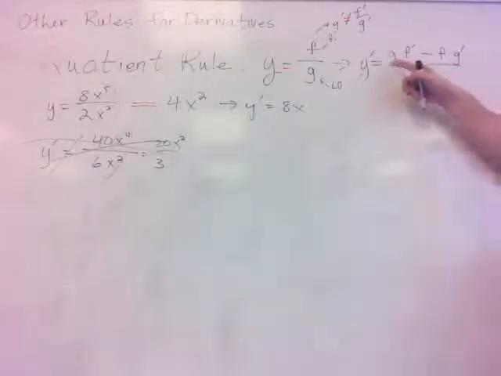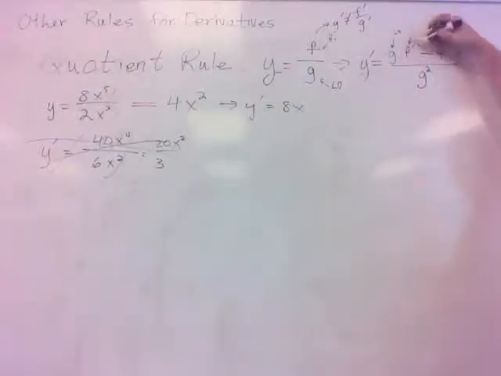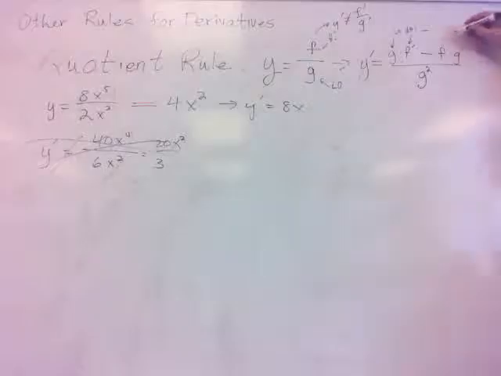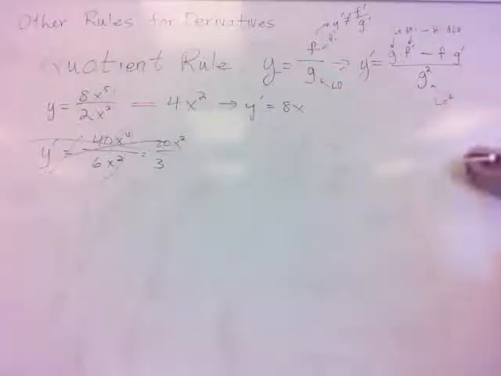What this says, the way that's helpful to remember it, is this is low, and that's the derivative of the high, low d high, minus, what's that? High d of the low. And that's low squared. That's how I remember it, believe it or not. Low d high minus high d low over low squared.